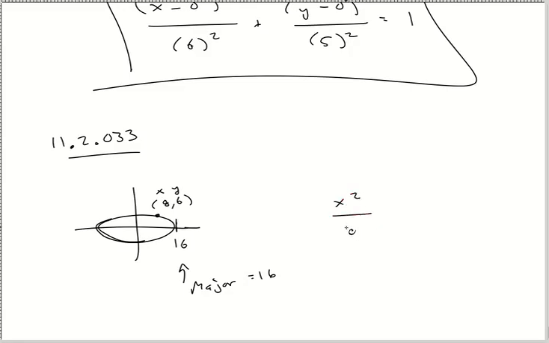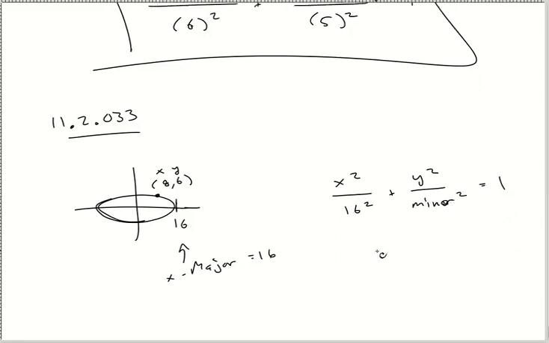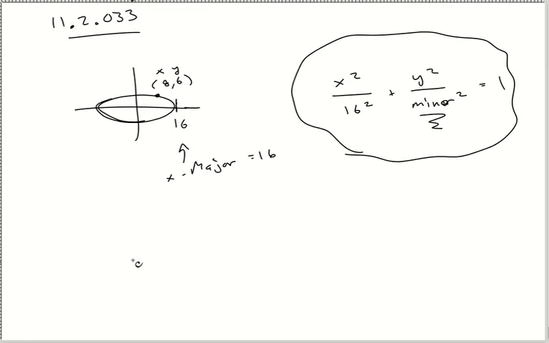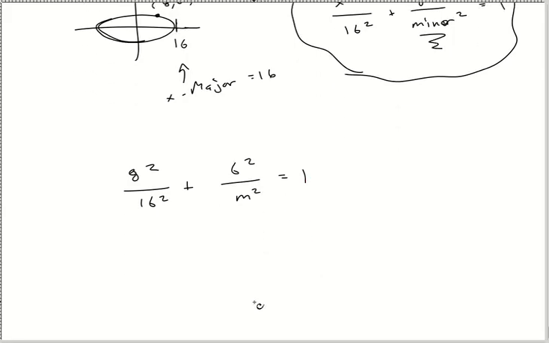So x squared over, and that's an x major, by the way, so 16 squared. Y squared over minor squared. I don't know what the minor is. Equals 1. I mean, this is my formula. The problem is that I don't know what my minor is, but I have this other point, this xy. So I'm actually going to plug in the x and the y just as you see it. I'm going to use little m for minor. It's much easier to do math this way.